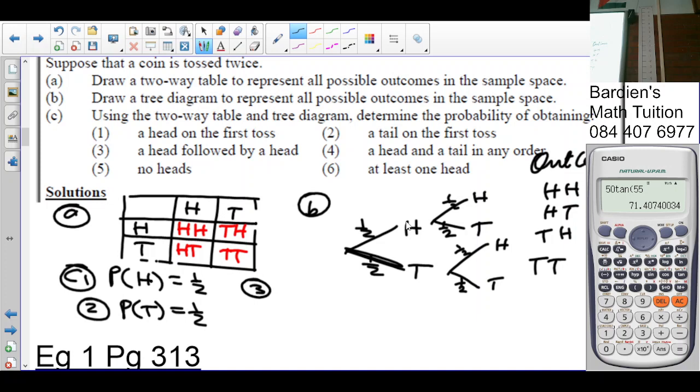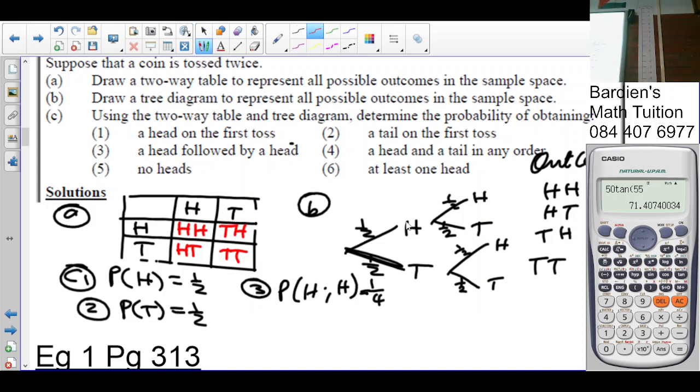Number 3, heads followed by heads, which means to say you have two heads. If you look at the total outcomes here, we're really talking about a compound event, two events happening at the same time. How many outcomes are here? 4 outcomes. How many contain two heads? 1. So the probability of you tossing a heads and then a heads is going to be 1 out of 4. Do you guys understand?